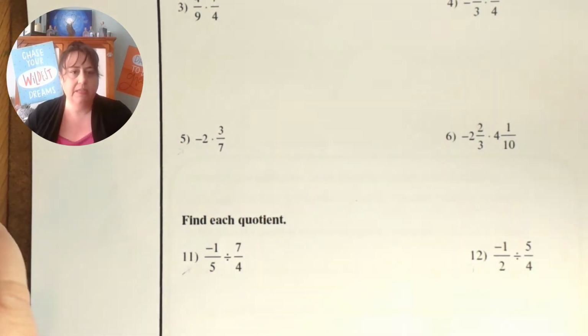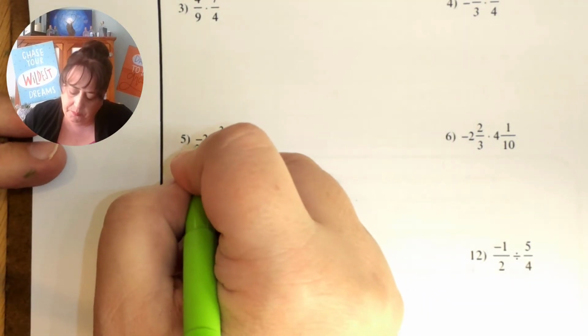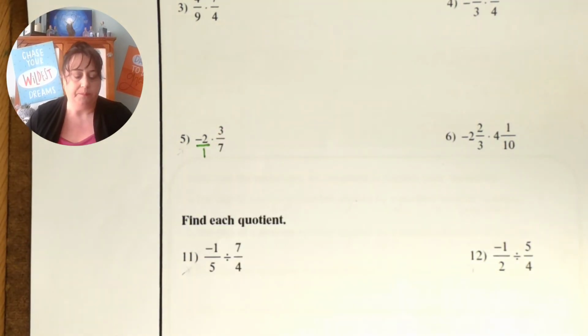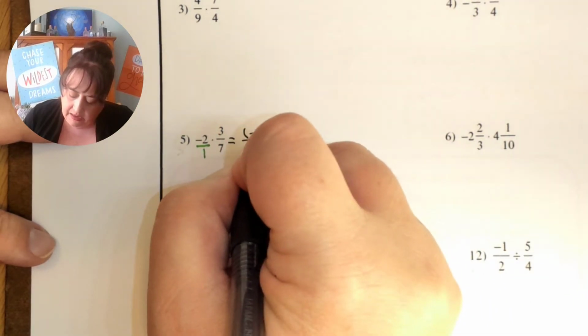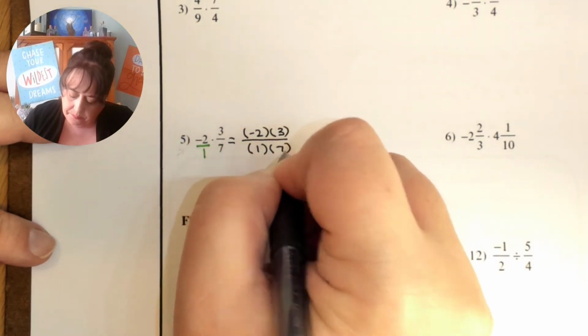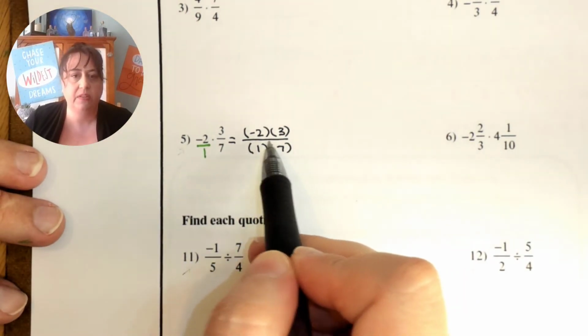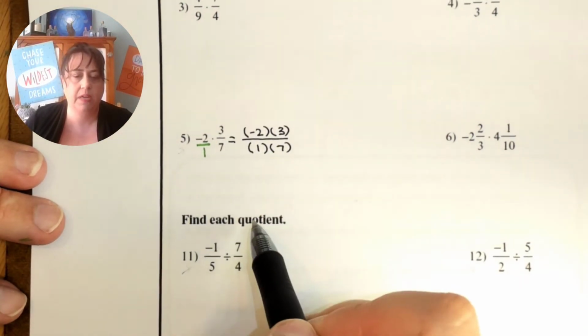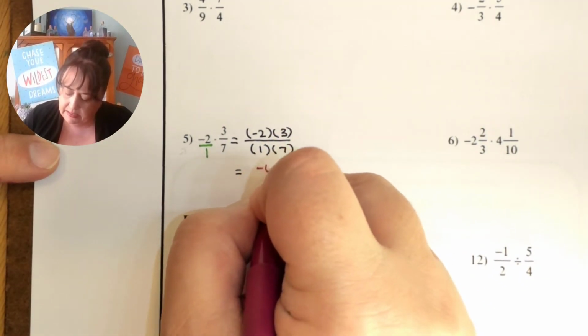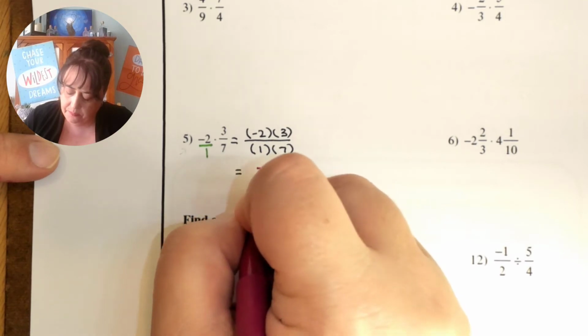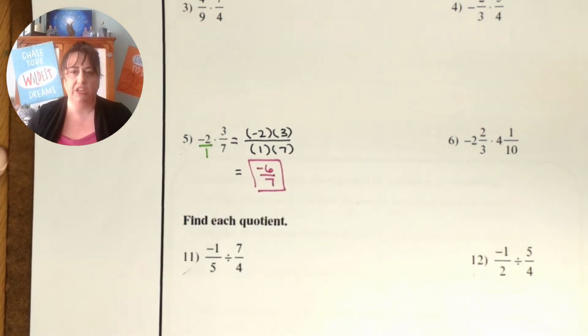Number 5 has something that tends to trip people up, and it's the fact that this -2 is over 1. You can't forget that. So let's rewrite that one. The numerator is -2 times 3, and the denominator is 1 times 7. I'm checking for the 7. The 7 doesn't go into -2 or the 3, so I'm going to multiply straight across now. -2 times 3 is a -6. 1 times 7 is 7, and it's reduced, and I'm finished.